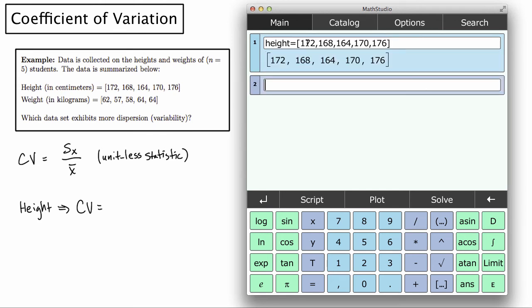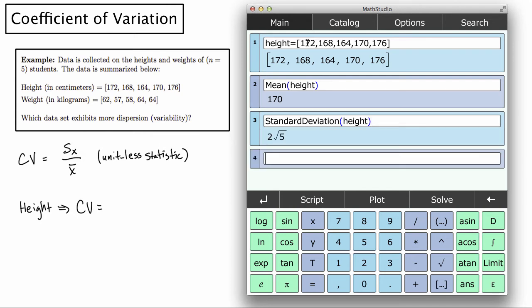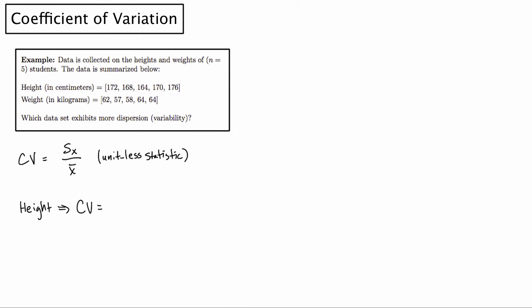And remember, the command to calculate the average is mean. So I want the mean height. And then I want to calculate the standard deviation of the heights. That standard deviation number turned out to be a square root. I want the decimal, so I'm going to solve it again. And we have the two values here, 170 and 4.472.